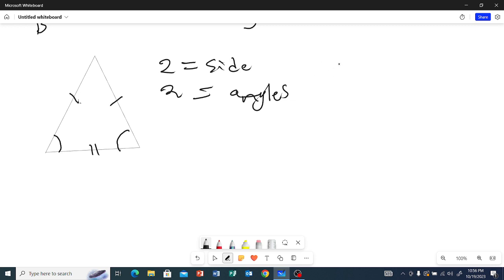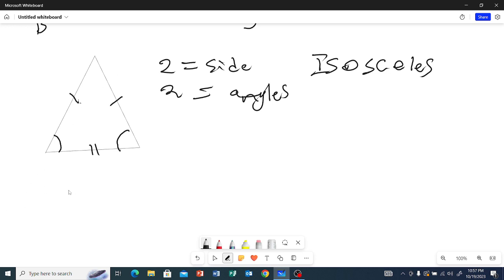This is the spelling: ISO, this is O, then SCELES, isosceles triangle. This is the kind of triangle we have right now. But now we have another type of triangle where nothing is similar to anything.